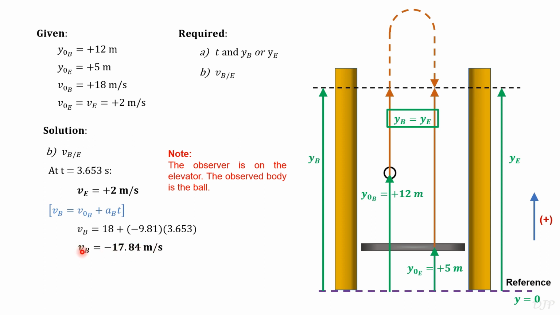Take note that these two velocities, v sub b and v sub e, are absolute velocities. The negative sign for the velocity of the ball indicates that the ball is already moving downward when it collides with the elevator. So the governing case for the collision of the two bodies is the one that is drawn in dashed line. The ball is already moving downward when it collides with the elevator.